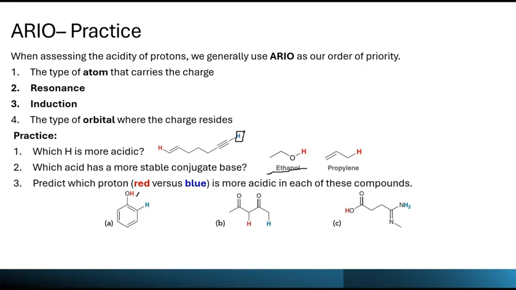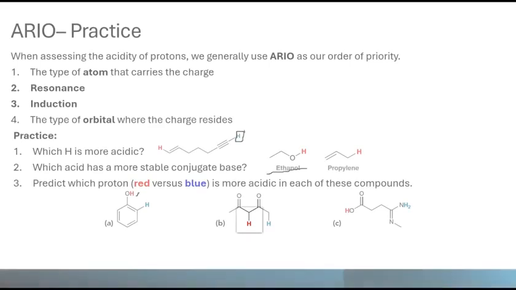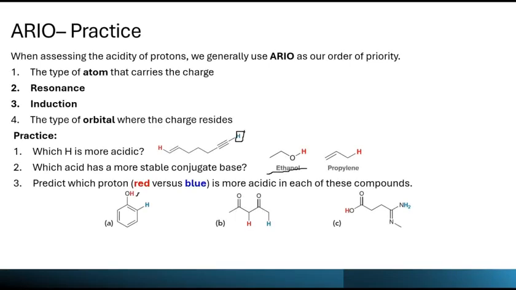Let's take a look at B. In terms of B, both H's will leave behind a carbanion once they leave as H pluses. So if we have a carbanion here and one here, that negative charge is going to be stabilized by resonance, and in this case here, by this O here, in this case by the two O's. Therefore, the one in red is more acidic because the conjugate base at this point is going to be the most stable.